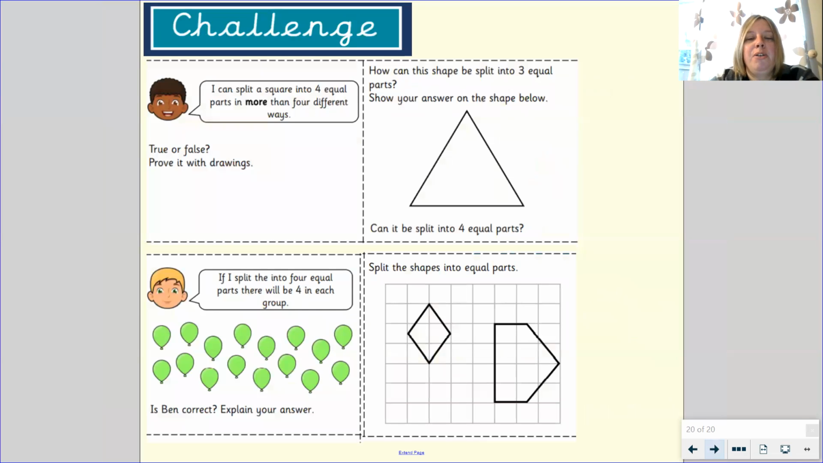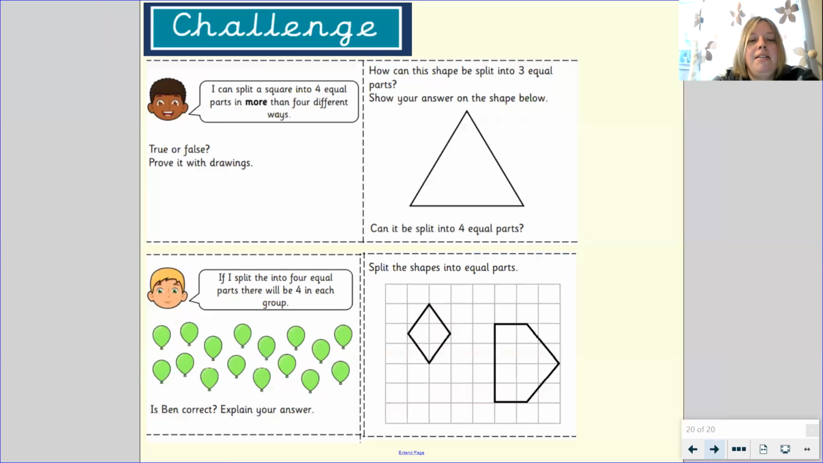Finally, some challenge questions for you to have a go at. I can split a square into 4 equal parts in more than 4 different ways. True or false? Prove it with drawings. How can this shape be split into 3 equal parts? Show your answer on the shape below. So you will have to draw a picture of the triangle for that. Can it be split into equal parts? Into 4 equal parts, sorry, children.